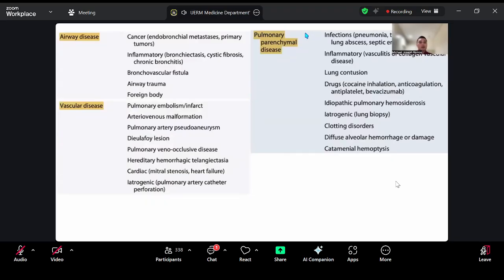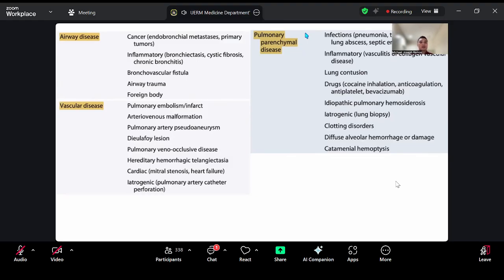These are the examples of the causes of hemoptysis divided by its general location. The airway diseases: cancer, which should always be ruled out if the patient has risk factors such as smoking, elderly, and male. Acute bronchitis is the most common cause of blood-streaked sputum if there are absent risk factors for other diseases. And acute bronchitis is typically viral in origin.